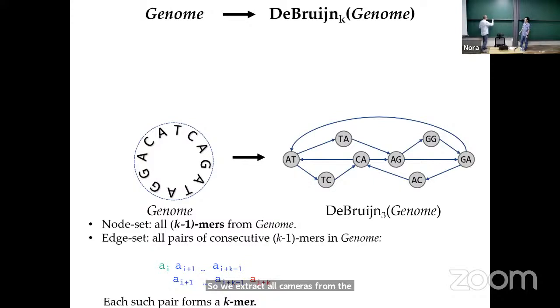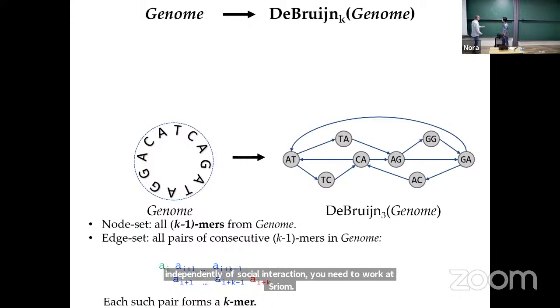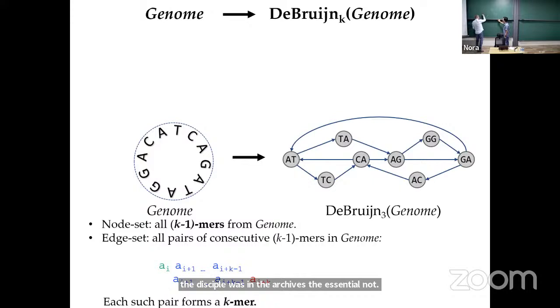Yes. Suppose this node is AT and this node is TA. In what case will we connect them by an edge? Independently of the genome, we would connect them. But you need to look at the genome to decide whether we have this edge or not. So we have a genome, and we want to construct the De Bruijn graph of this genome, right? Do we need to look at the genome to decide whether to draw this edge or not?